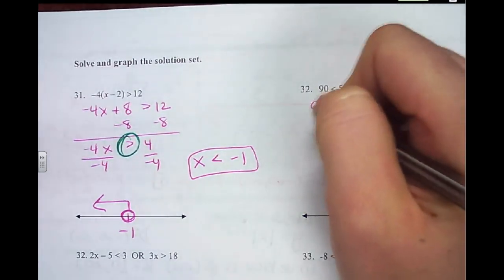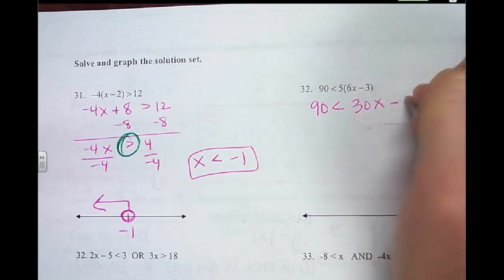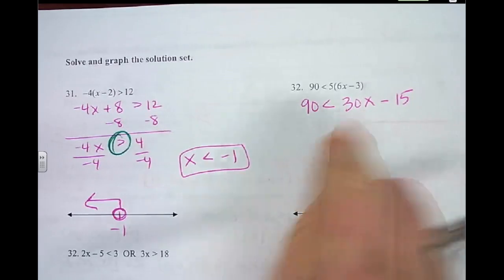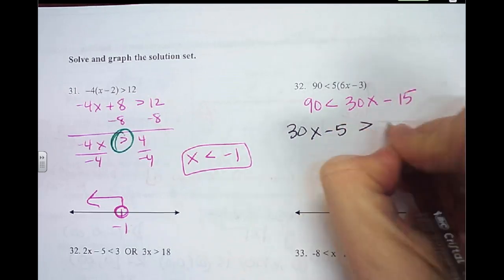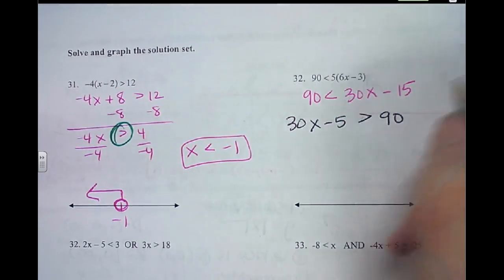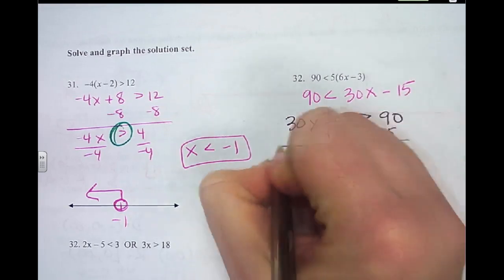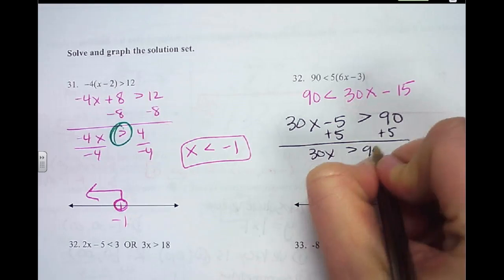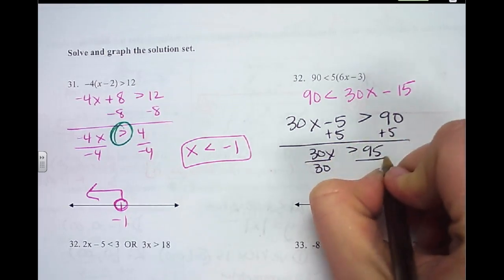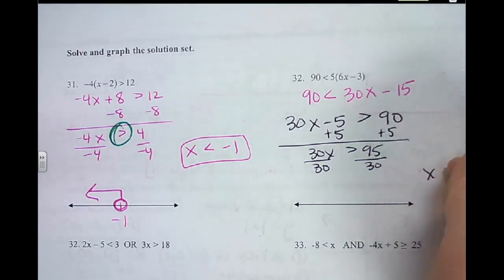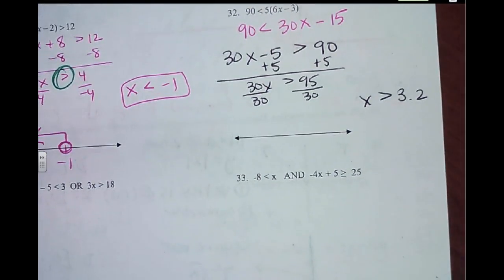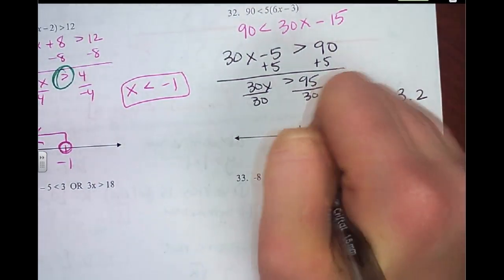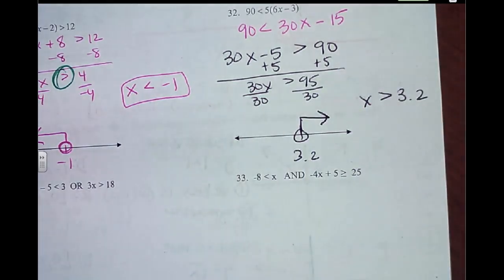32, distribute. 90 is less than 30x minus 15. I like the x on the left, so I'm not even going to start this problem like that. I'm going to rewrite it. I'm going to put 30x minus 5, flip the sign, and put 90. Now I have my x on the right. Add 5. 30x is greater than 95. Divide by 30. So x is greater than, let's see, put that as a decimal, 3.1, let's say 3.2. So 3.2, open circle is pointing to the right, so I arrow to the right.